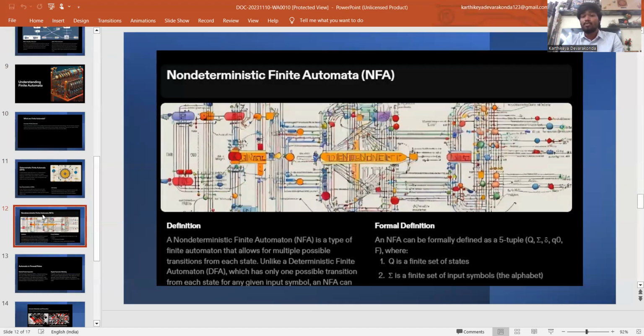An NFA can be formally defined as a five-tuple of Q, sigma, delta, Q naught, and F, where Q is a finite set of states, sigma is a finite set of input symbols, the alphabet, delta is the transition function, and Q naught is the starting state, and F is the set of final states.